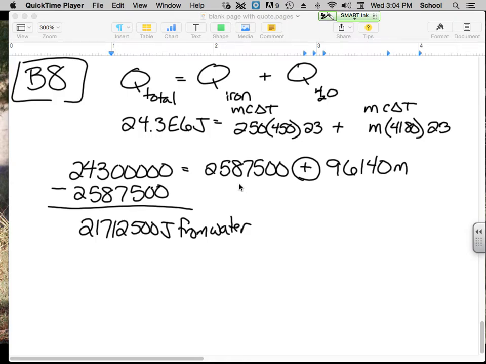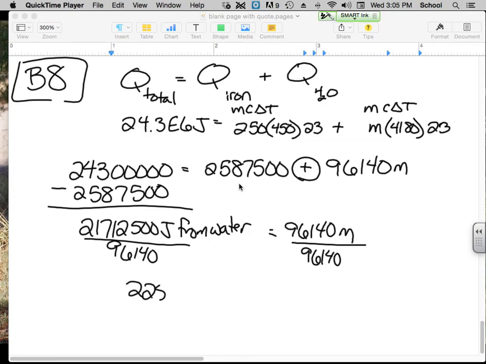Well, I already know the water now is equal to mass times 96,140. So to get the mass by itself, the opposite of multiply is divide. And that gives me 225.842.